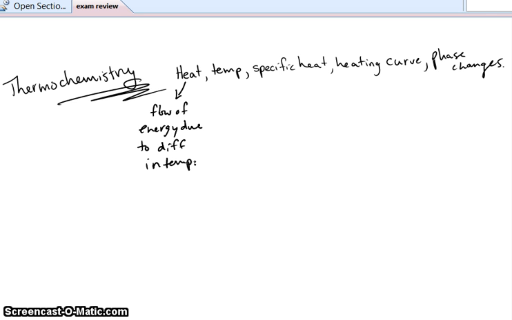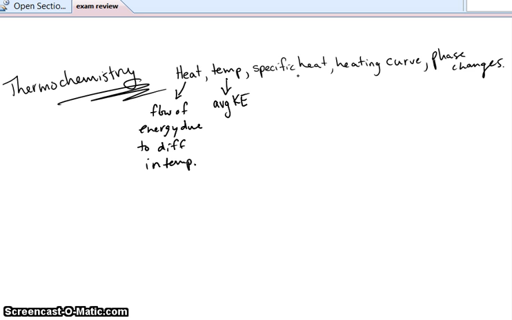So if you put your hand down on the table and it feels cool, that's because energy is flowing from your hand into the table. If you put your hand on the table and the table's hot, that means energy is flowing from the table to your hand. Temperature, we already spoke about. That's a measure of average kinetic energy.